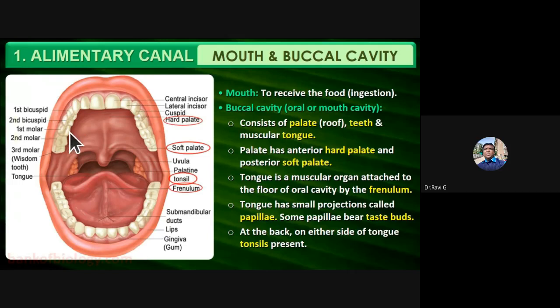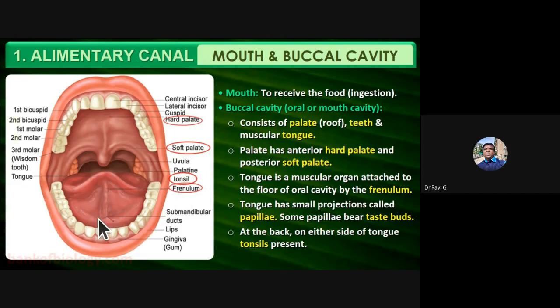Then we have the premolars and molar teeth, and they have a crown-like structure which we call the cusp. And the hanging structure from the roof of the mouth we call the uvula.